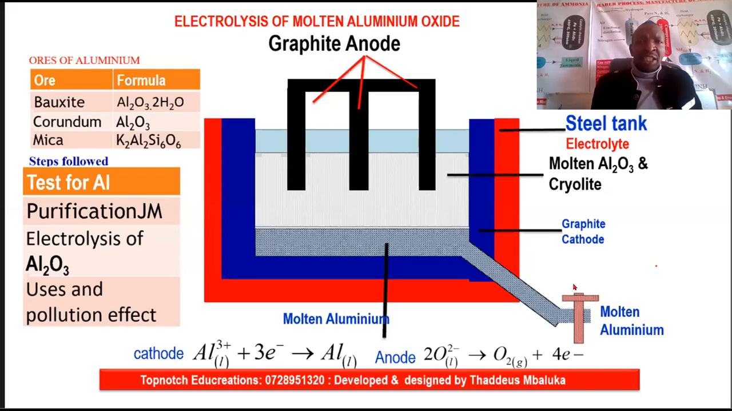The examiner can tell you to label the region containing the electrolyte. Label the region containing the molten aluminium. Label the anode, label the cathode, and of course the steel tank, which is there to sustain the high temperatures. So it's very important for you to understand.